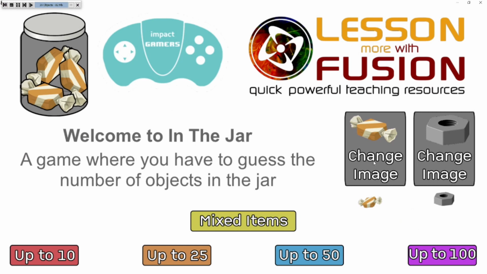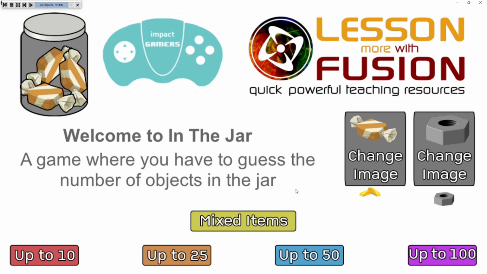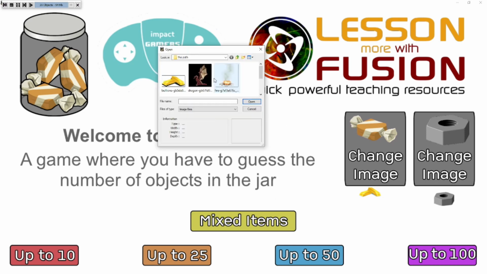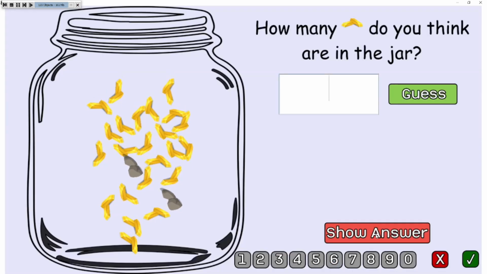So if you click here, you can actually change the image. I click on the image, it will let me change the image, and it will also let me change the other image. So I've got some gold bars and some rocks. Now I can set how many objects are going to be in the jar. So up to 10, 25, 50, 100. I'm going to say 50.